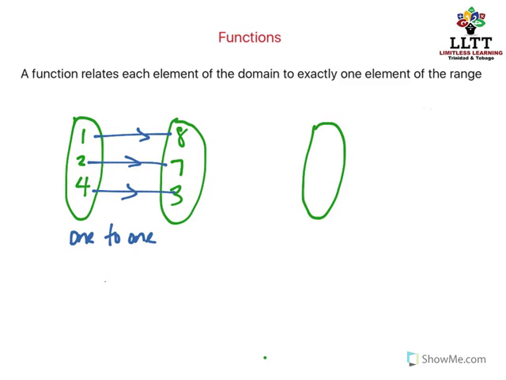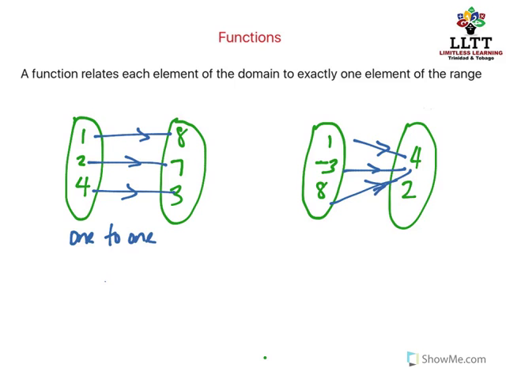Now we can have an instance where we have 1, -3, 8, and 4, 2. In this instance, all of my elements in my domain are mapped to one element in my range, right? So in my domain, I have 1, -3, and 8, and they're all mapped to the same number, which is 4. That's in my range. And since I have many elements going to one element, this kind of mapping is known as a many-to-one.